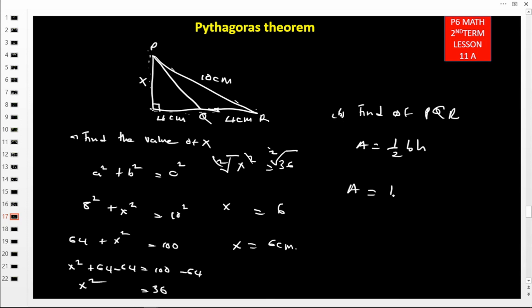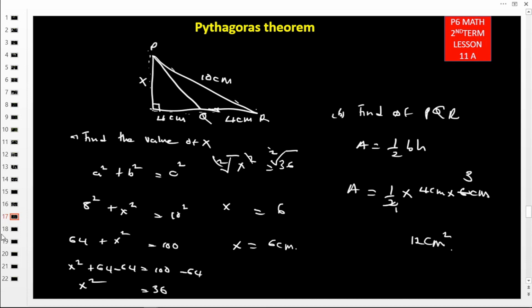The area is given as a half base times height. So area here is equal to a half. What is the base here? The base of this triangle is going to be 4 centimeters. Then what's the height? The height is going to be the x. What is the x? The 6 centimeters. So a half times 4 is 2, and 2 times 6, we get 12 centimeters squared.